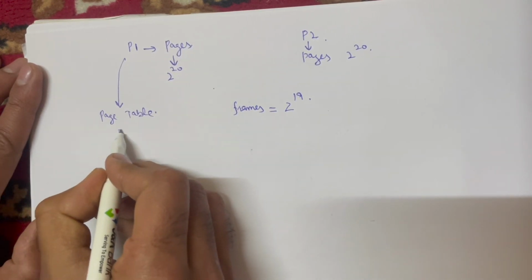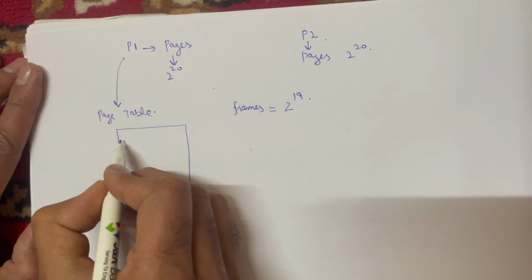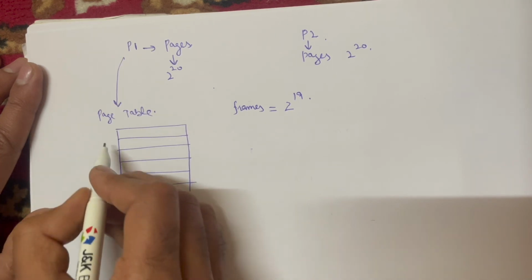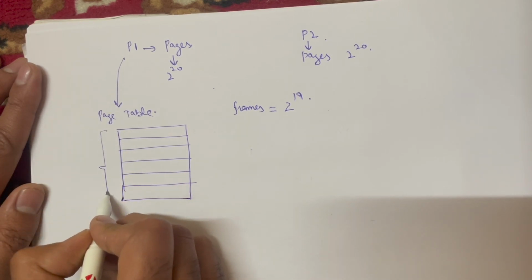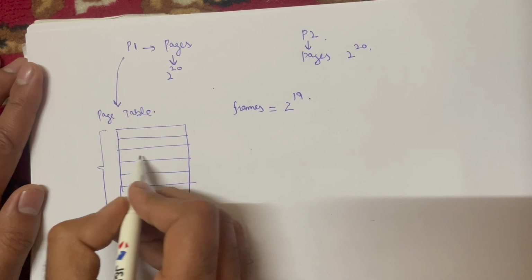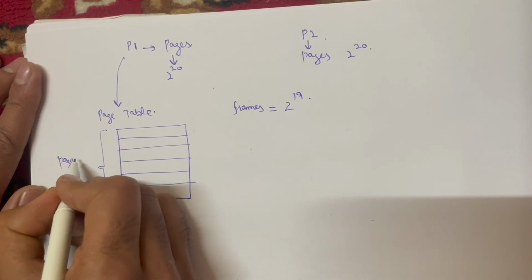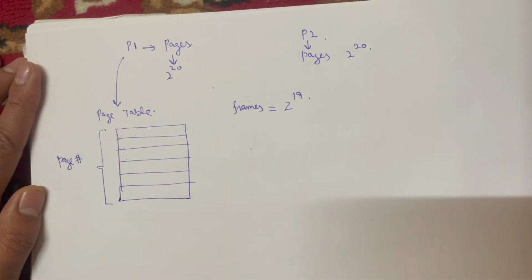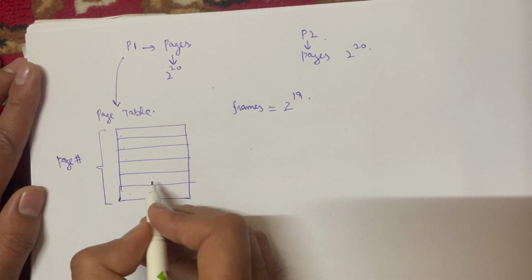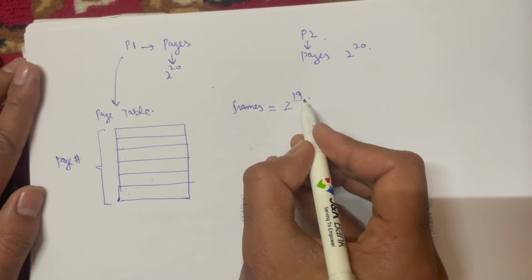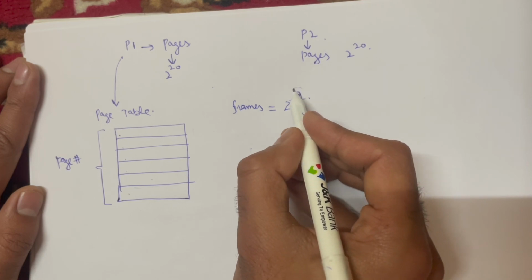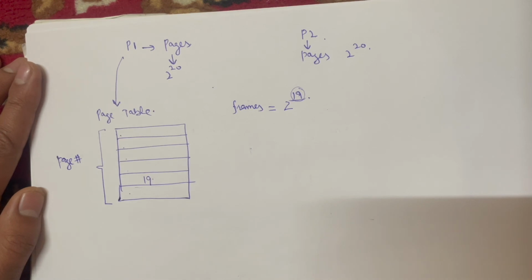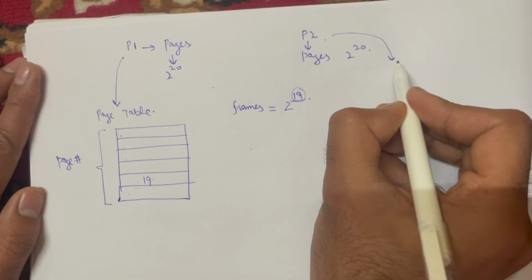The page table will be like this. How many entries will be there in the page table? We already know that it is indexed by the page number. So how many pages are there? 2 raised power 20. So entries will be 2 raised power 20. And what is every entry storing? Every entry is storing the frame address. How many bits are required for the frame address? 19 bits. So every entry stores a 19-bit value. Likewise, P2 also has a page table.